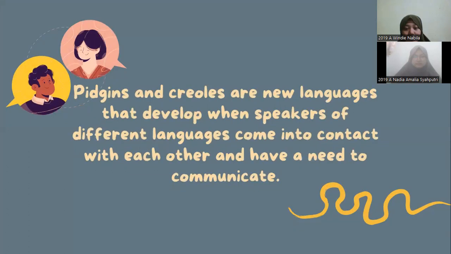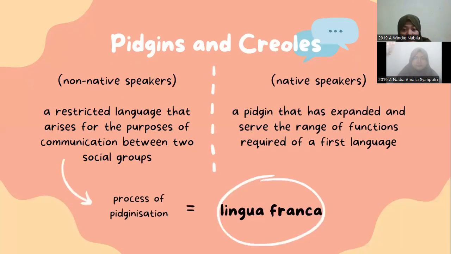So, did you know that the study of Pidgins and Creoles has become an important part of linguistics and especially sociolinguistics study, with its own literature and, of course, its own controversies? In turn, Pidgins and Creoles can be defined as new languages that develop when speakers of different languages come into contact with each other and have a need to communicate. Therefore, what is the difference between Pidgins and Creoles?